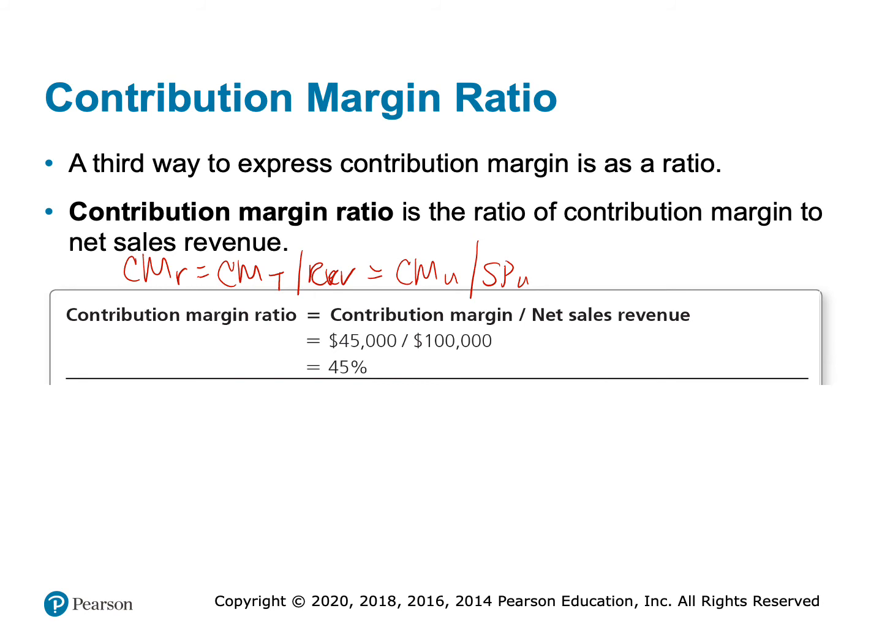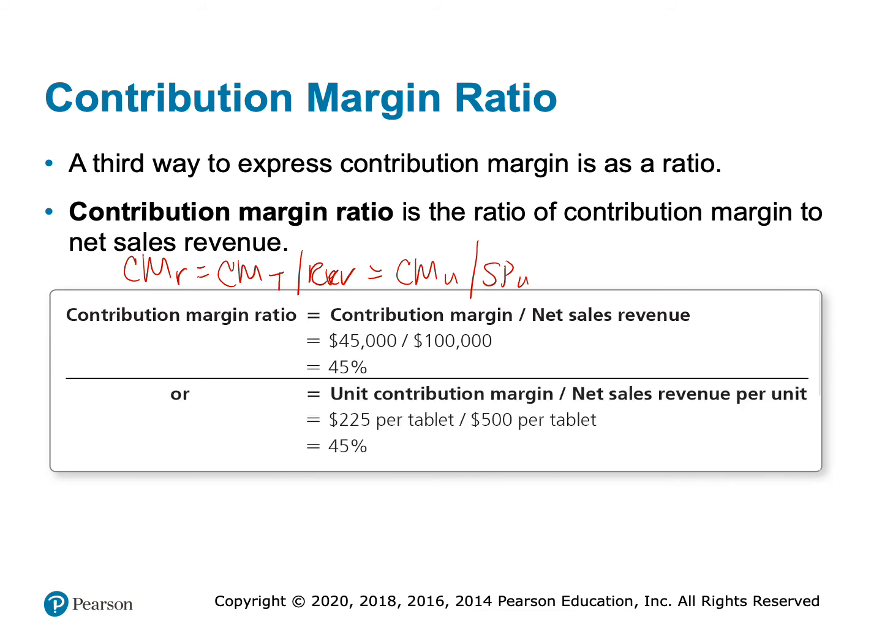So in this case, remember our contribution margin in total was $45,000 divided by the total revenue of $100,000, which gives us 45%. Or we could look at it on that per unit basis. So remember our contribution margin per unit was $225 and our selling price per unit was $500. So that gives us again 0.45 or 45%.